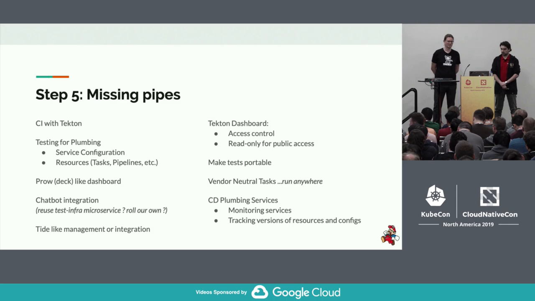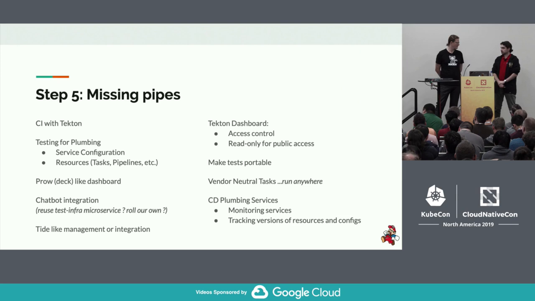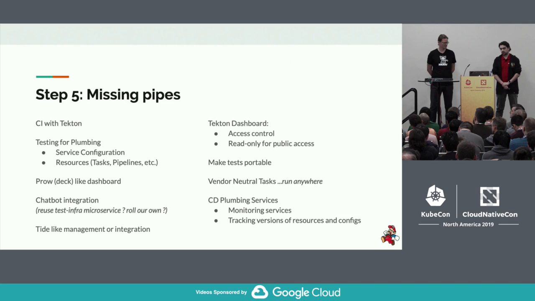On the actual code, we need to make tests more portable. Some of the tests in Pipeline are trying to push images and do something with the images that are being pushed during a build in the test. And those rely on GCR right now. We would like to be able to run those in any environment, on OpenShift CI, on IBM Cloud, on wherever you could have a registry. Yeah, we've done some work in that area, but there's still some to go. And along the same line, vendor neutral tasks, so having as few gcloud dependencies as possible.